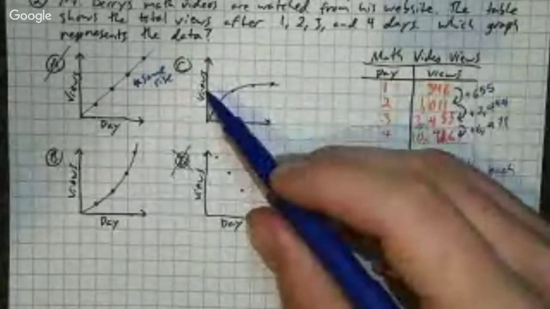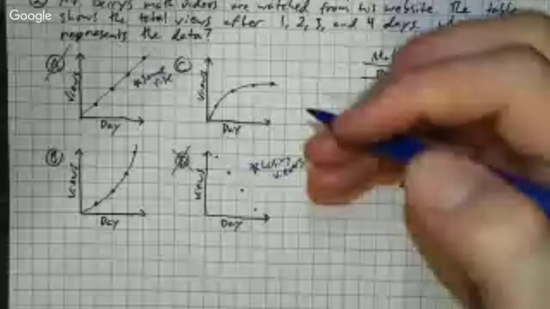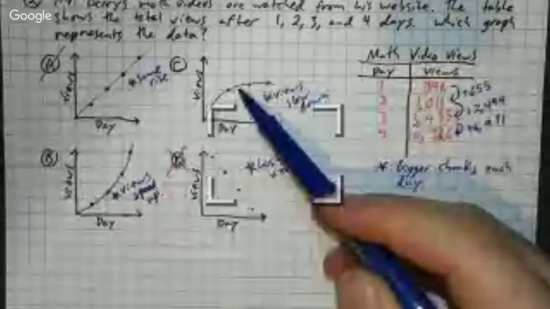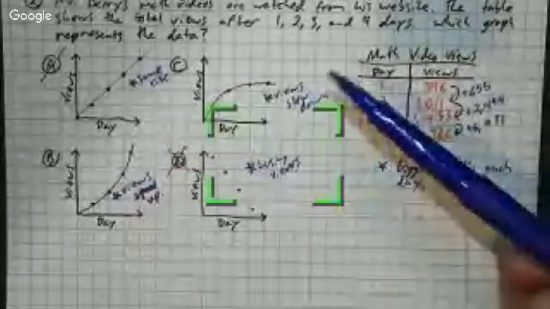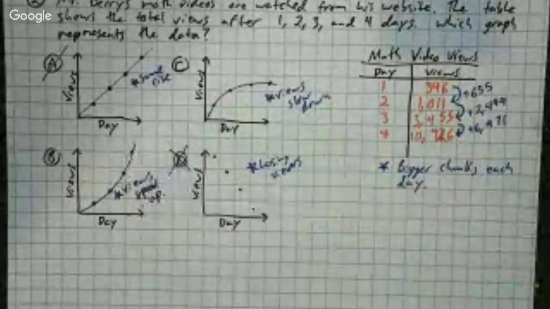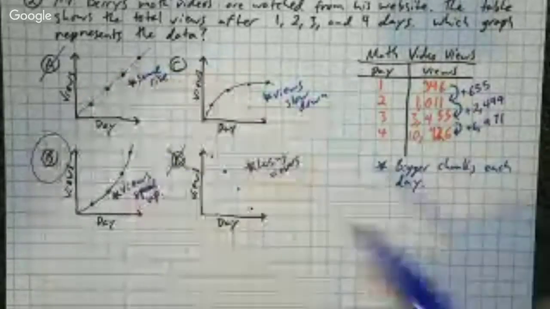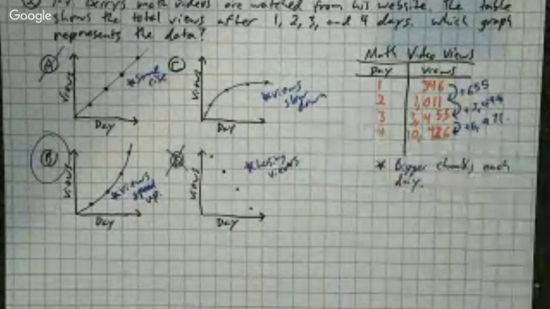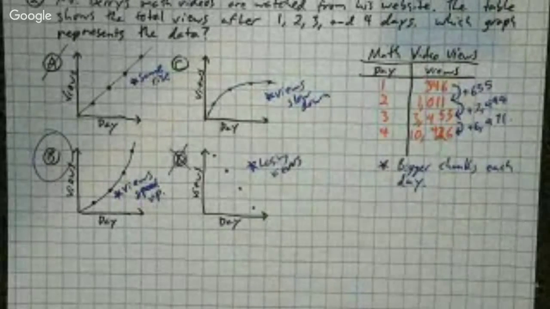This one, C, here, the views speed up. Here, we have this many views and then a little bit less, a little bit less. We're still getting more views, it's just not as many. This one, we have this many, all of a sudden it increases to this many, then this many. This is going to be our correct one because each day increases the number of views, doesn't decrease the number of views. So our answer is going to be B.